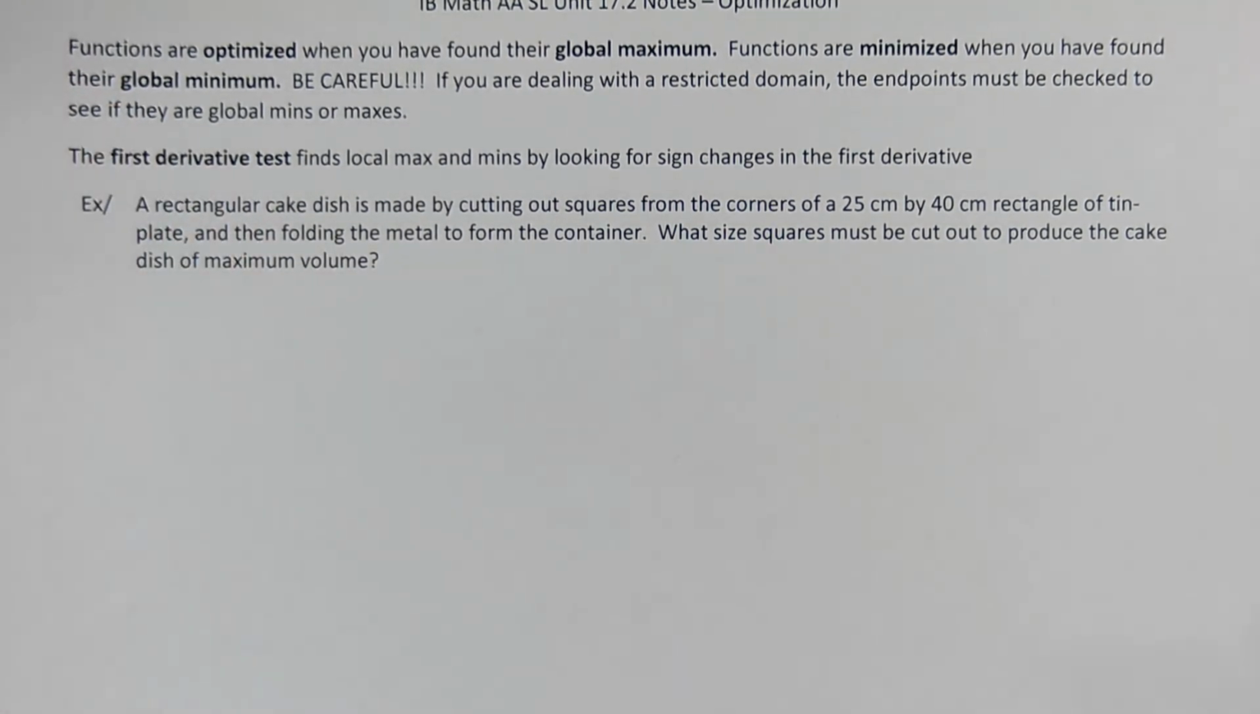What I was trying to get at before I hit the record button was watch your restricted domains. You know IB likes to play with those things. Okay, just watch out for them. So we just jump right into it. There's not even notes to talk about. You just jump right into it and you use the first derivatives to look for sign changes.